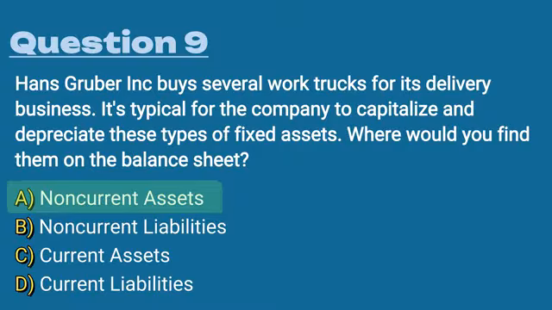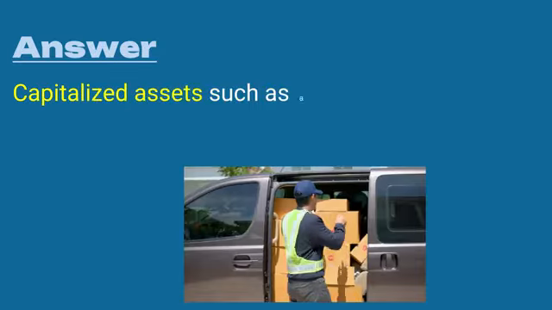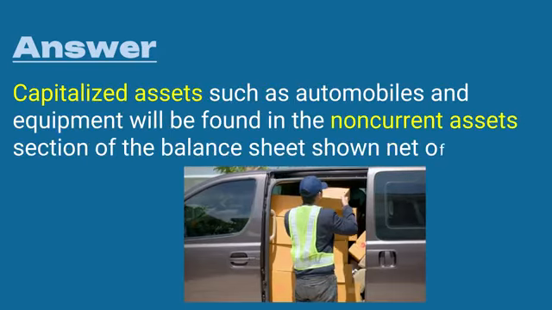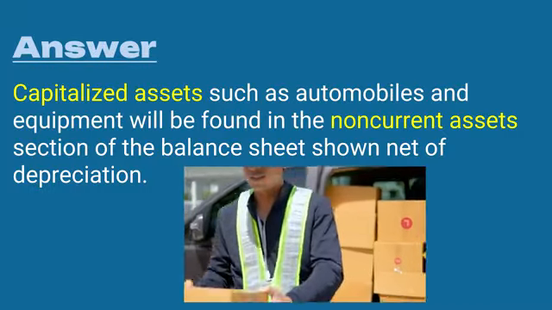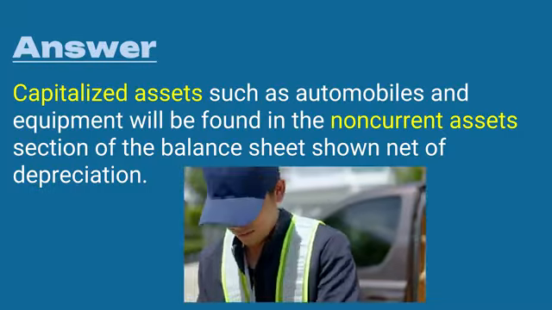The answer is A, a non-current asset. Capitalized assets such as automobiles and equipment will be found in the non-current assets section of the balance sheet, shown net of depreciation.